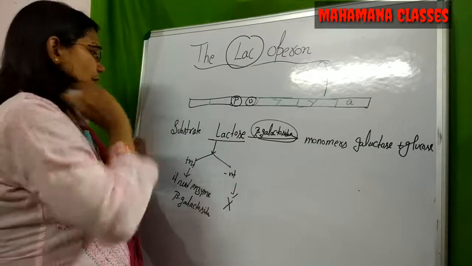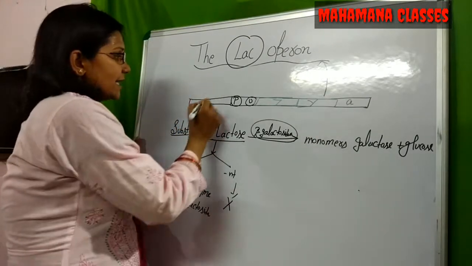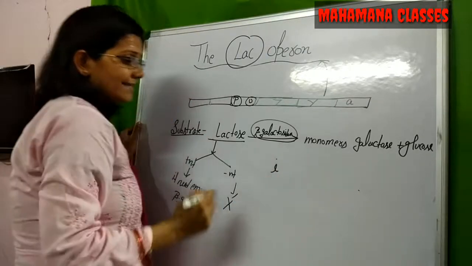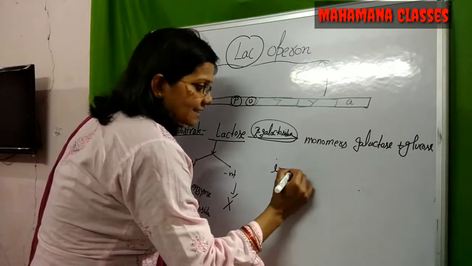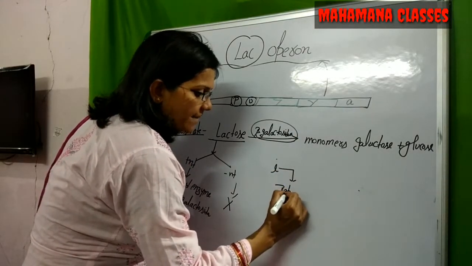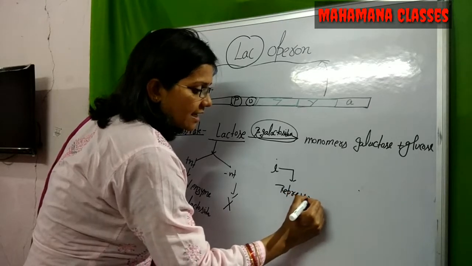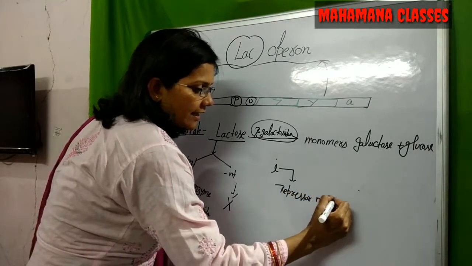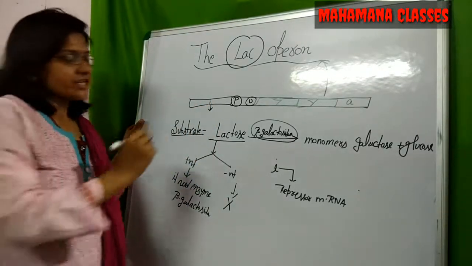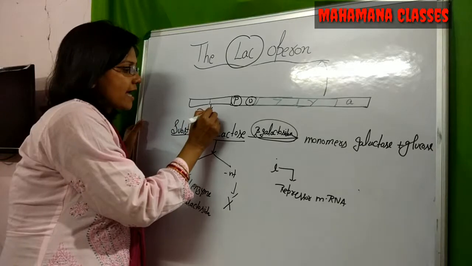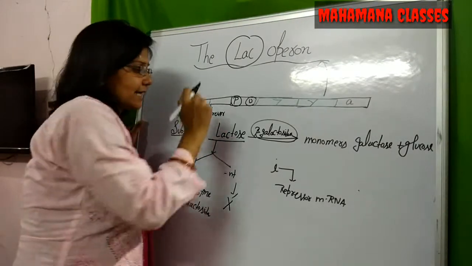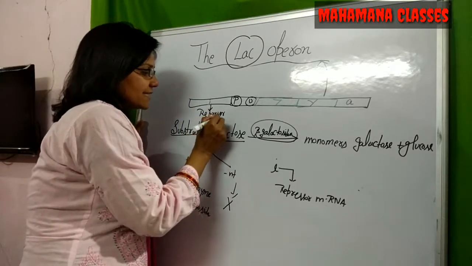Okay, now the gene I. What is the function of this gene I? The I gene acts as, or forms, a repressor messenger RNA. What is it? Repressor messenger RNA. Okay, it will form the repressor, or we can call it an inhibitor, because of this word I is present here. Repressor messenger RNA.